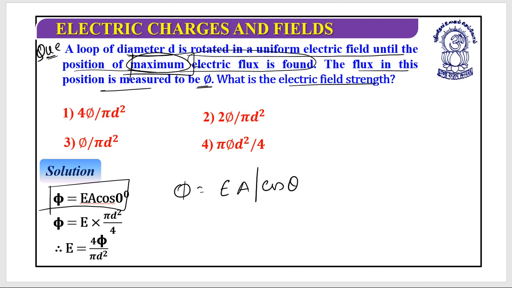Now I have the freedom to change theta, but I require a certain position where I should have the flux as a maximum. So flux could be maximum only when theta is 0 degrees. So I did the same thing. Theta is 0, and cos 0 degrees is 1. So phi is equal to E dot A. It's E multiplied by pi d square by 4. So if I find the E, it is equal to 4 phi by pi d square. So this is my answer.